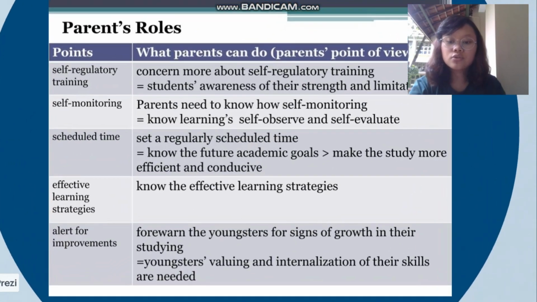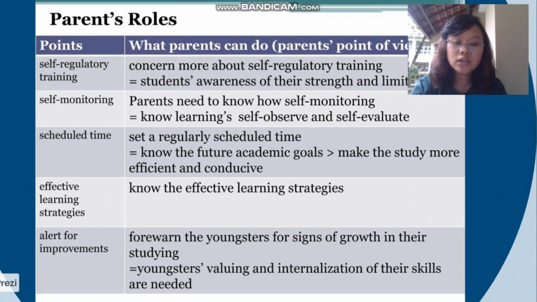Parents should know the self-regulatory learners when they accompany their children at home. It concerns more about self-regulatory training. It is about building students' awareness of their strengths and limitations. Next is self-monitoring. Parents need to know how self-monitoring works. They need to know the children's learning self-observation and self-evaluation. Next is scheduled time. Parents have to set regularly scheduled time. They have to know the future academic goals and make the study more efficient and conducive at home.